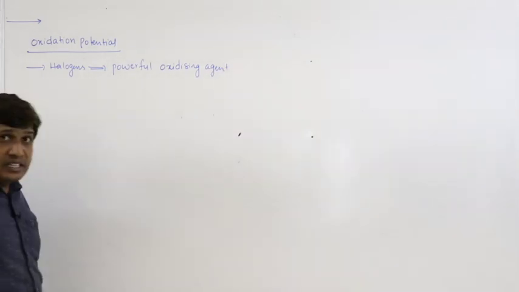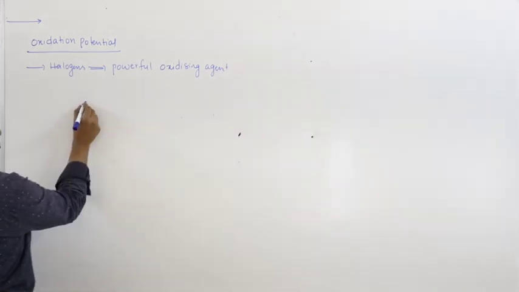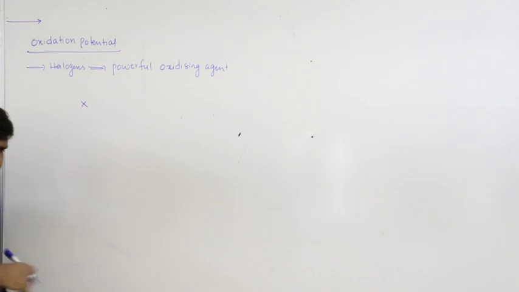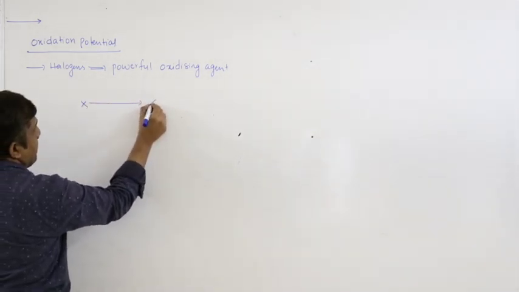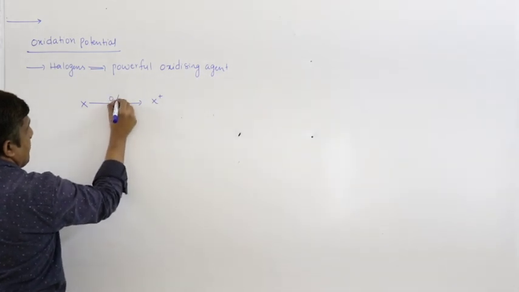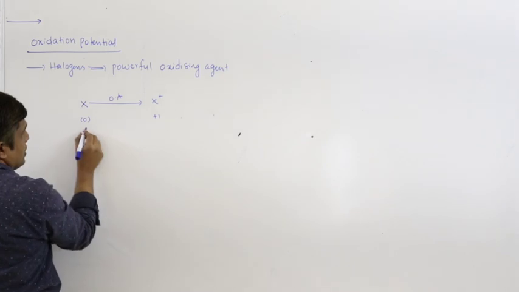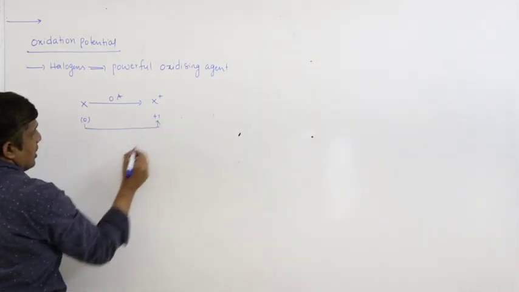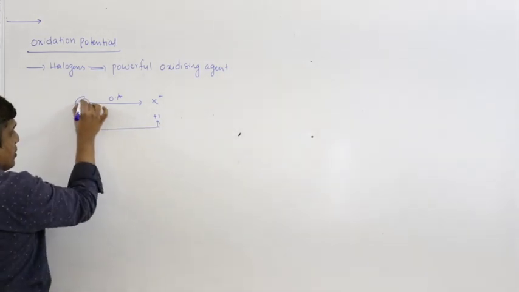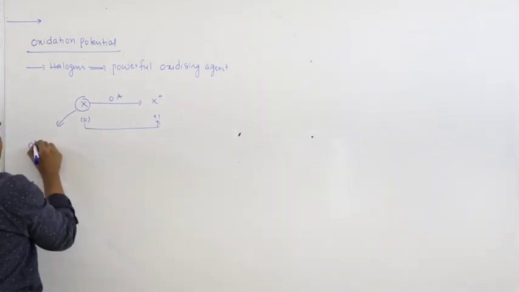What is an oxidizing agent? It oxidizes some other substance. So what is its oxidation state? 0. Here it is +1. So there is an increase in oxidation state. So this substance is oxidized. X is oxidized.